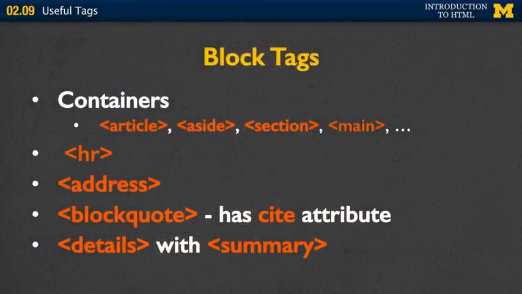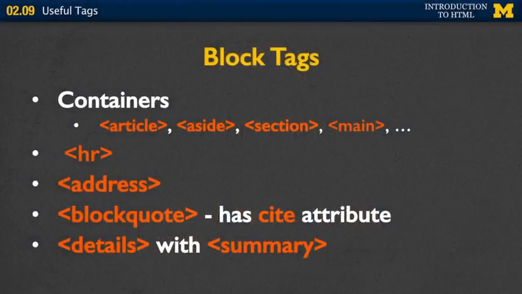The next one is address. This will be a block tag, and it doesn't format your address any differently than other text, but what it does is it allows screen readers and other assistive devices to quickly and easily find it if they're looking for your address. Block quote would be another block tag, as well as details.